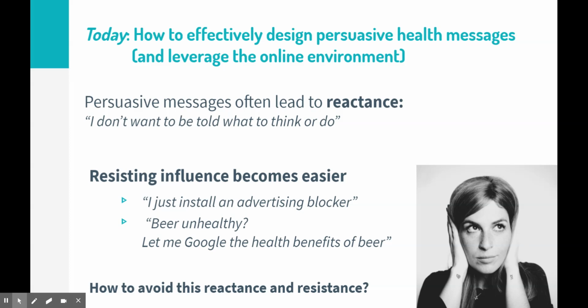Now, one of the challenges these days, where most of us are, of course, using internet on a daily basis, is that avoiding a message, but also counter arguing, has in some ways become easier. For instance, if I want to avoid online advertisements, I just install an online advertising blocker. And if I want to counter argue that beer is actually healthy, it will be very easy for me to find a website that stresses all the health benefits of beer. And I'm also quite sure that there's probably somewhere even a Facebook group that supports a beer based diet.